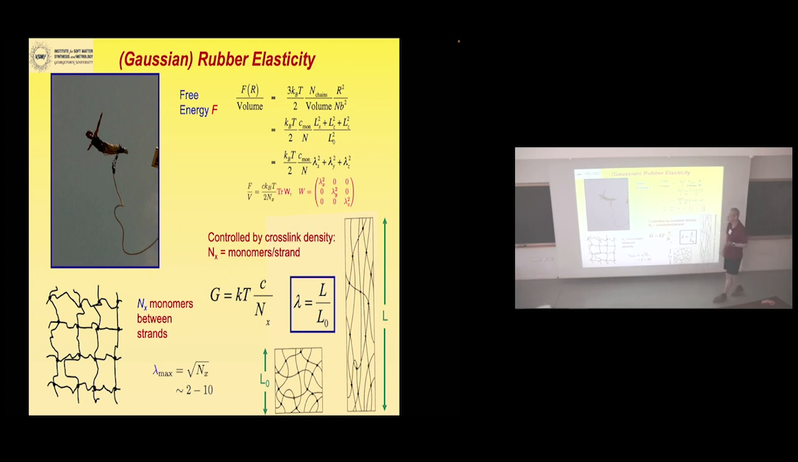You estimate that by saying the average end-to-end length to begin with is something like the square root of the number of monomers. The maximum length you can get is n, because you stretch them all out. So the ratio of the maximum, n, divided by the original length, which is the square root of n, is the square root of n.